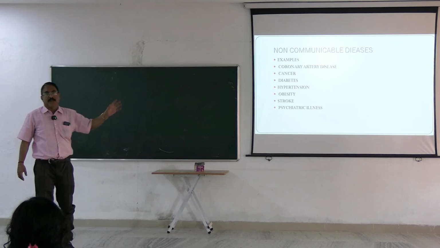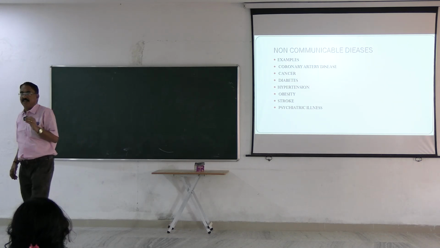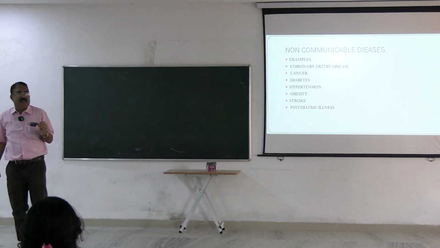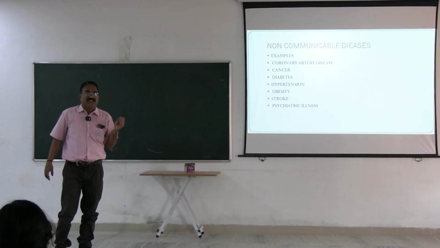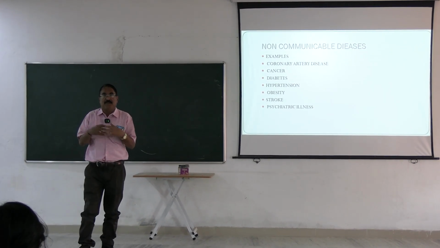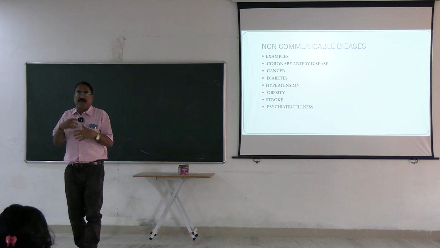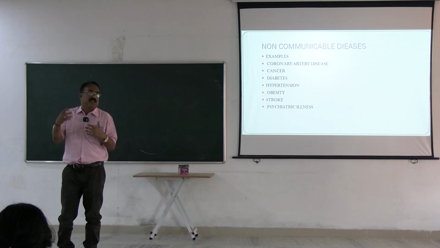So, examples of non-communicable disease are these: coronary artery disease is one of the most common ones that you see now. Another one is cancer. Then we have diabetes, hypertension, obesity, stroke, psychiatric illness. So, all these are non-communicable diseases, and some of them are multifactorial, and if you have some diseases, you are prone to other diseases as well.